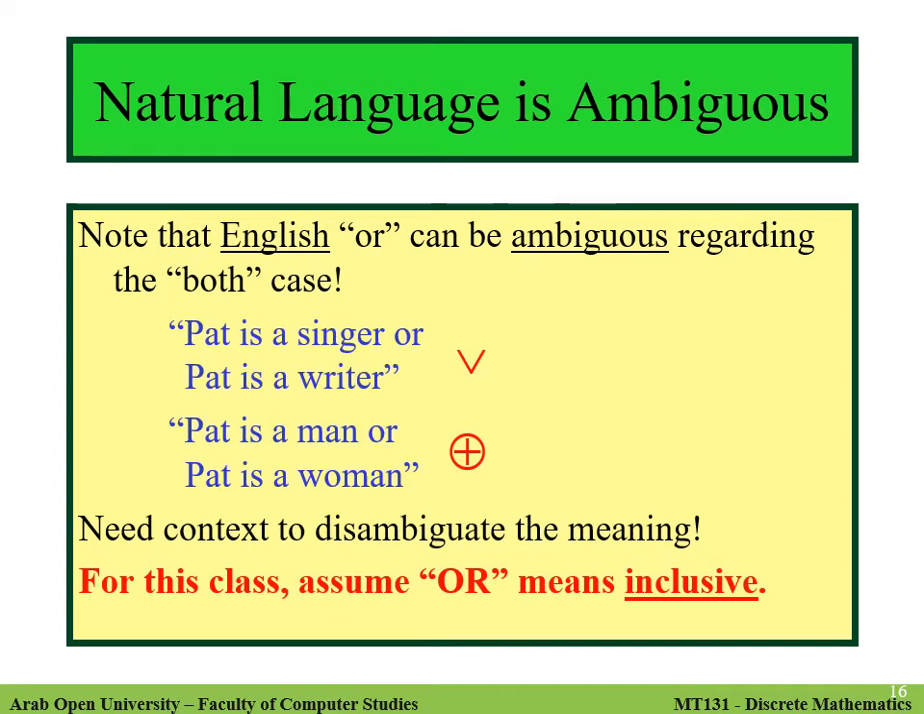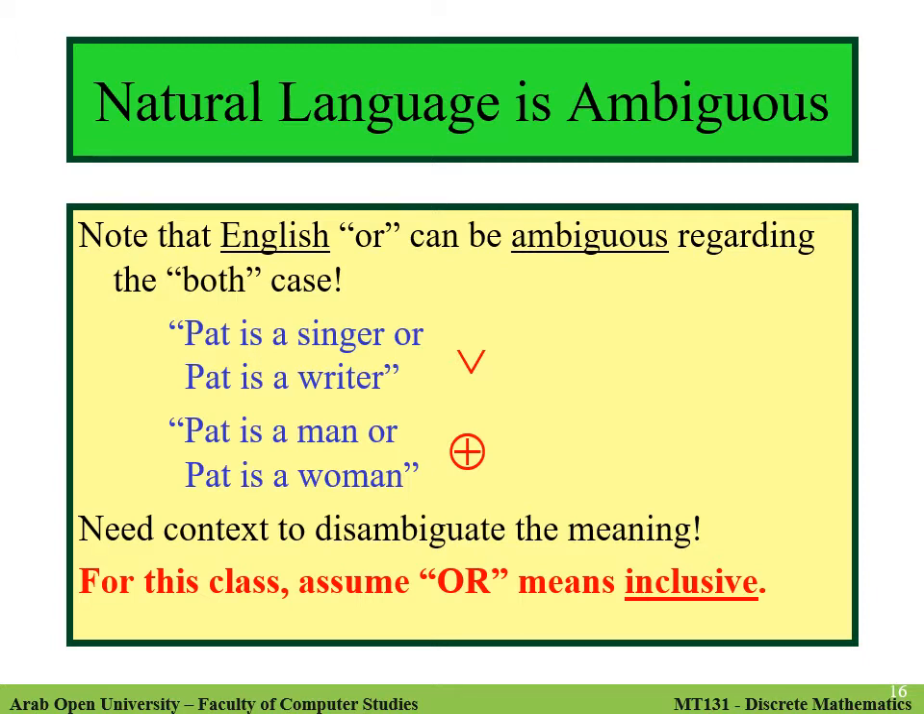The first two propositions: Pat is a singer, or Pat is a writer. When Pat is the name of a person, the same person can be both a singer and a writer, so we could use inclusive OR. In this case, the meaning tells us that you can use inclusive OR.